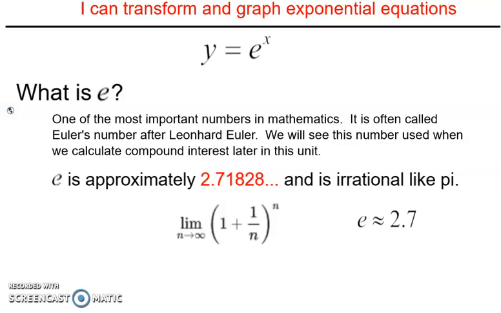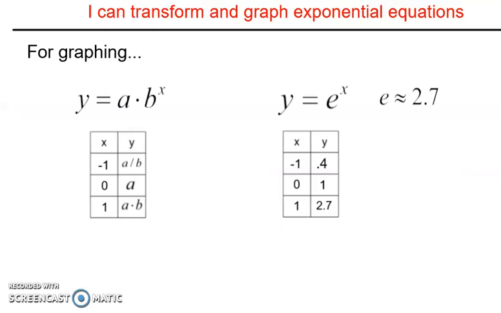If you don't recognize this, this is something that we're going to be using later on when we deal with compound interest, or interest compounded continuously. And its value is approximately 2.7. We're not going to worry about all the logistics of it. We're just going to remember that e is approximately 2.7, because it is an irrational number like pi, so it does go on forever without repeating. So like we use pi as 3.14, e is going to be 2.7.